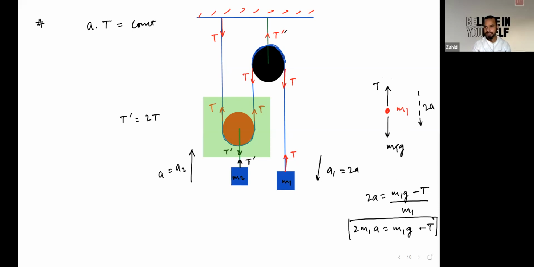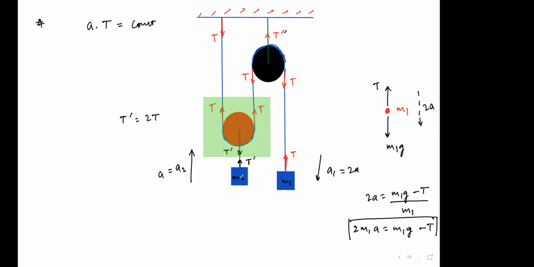I have just taken M1, which is experiencing a downward force that is due to gravity, upward force due to tension, and acceleration of this block in downward direction is 2A. So using A net is equal to net force acting on the block, net acceleration is 2A. Net force is downward force minus upward force, and the acceleration is going down, so this force must be greater than this force. So it would be M1G minus T divided by mass of block, that is M1. Now move this M1 to the other side, you will get this equation. Is it clear? Yes, sir.